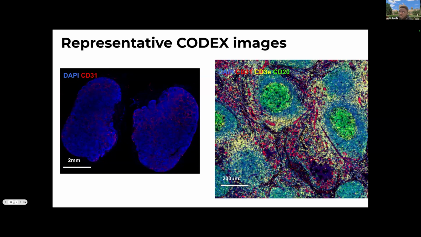So here is just a representative CODEX image showing the different cell types. Here, we're just visualizing T cells and B cells, as well as the vasculature in red marked by CD31.